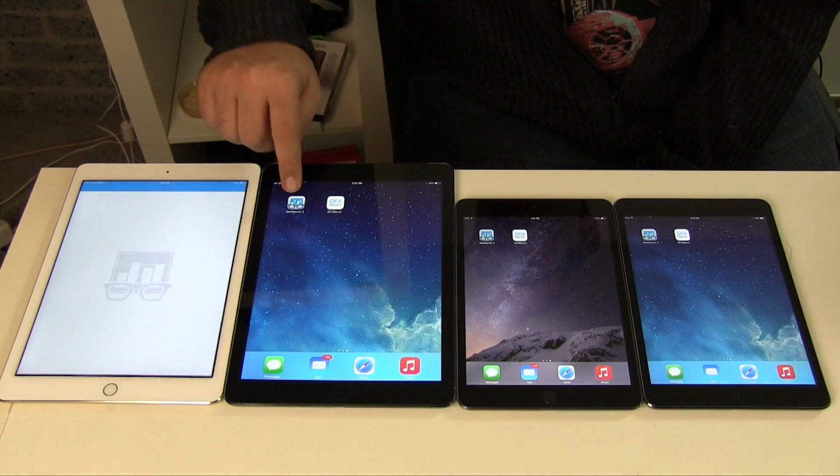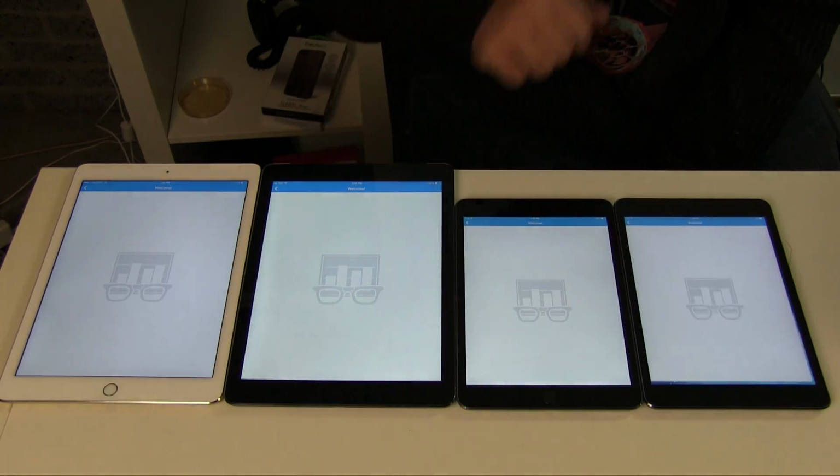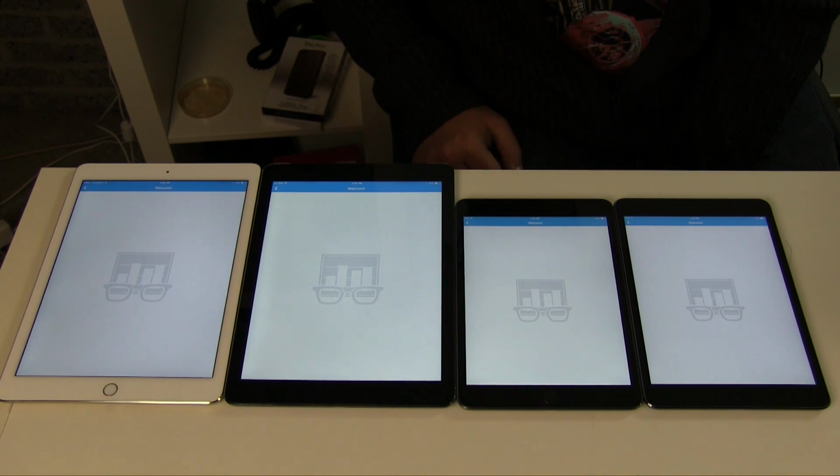Hey everyone, Renee from iMore.com, and right now we're gonna run some benchmarks on the brand new iPad Air 2 and the iPad Mini 3. First we're gonna try Geekbench, which benchmarks the CPU power of the device.